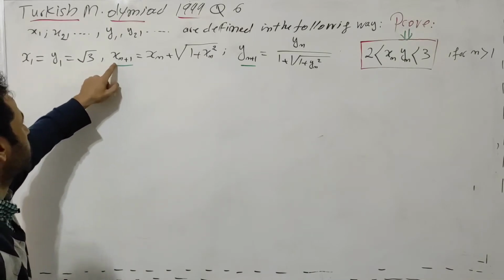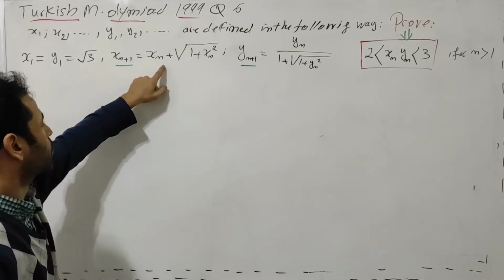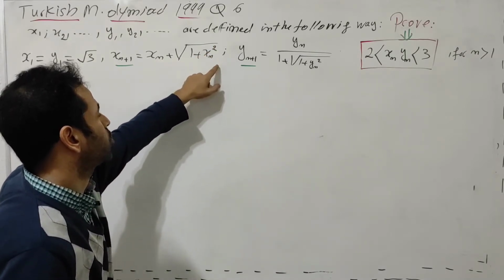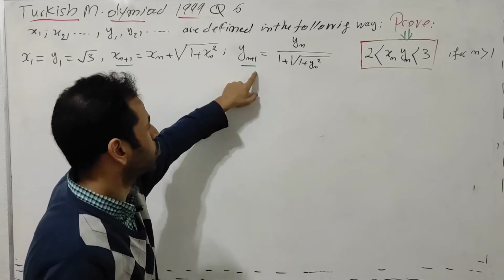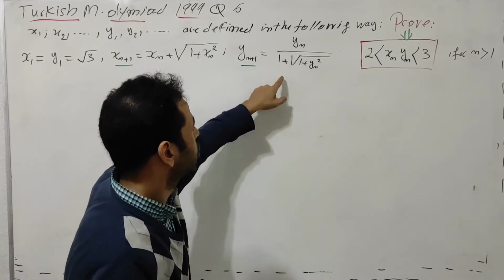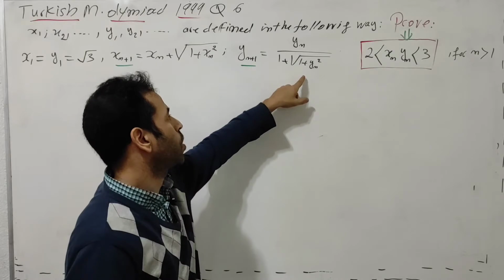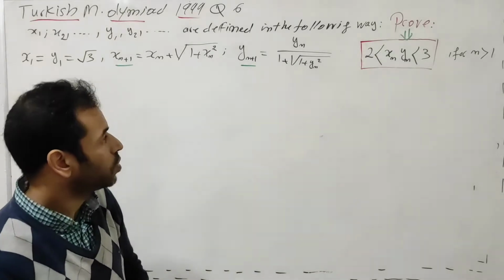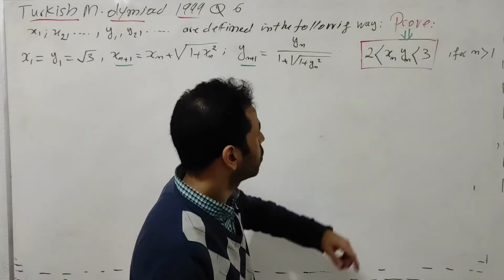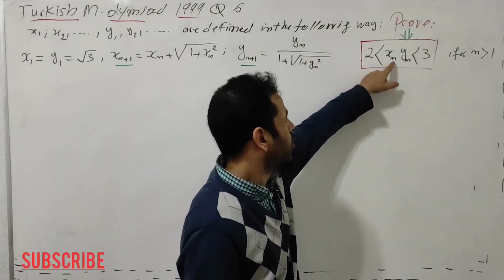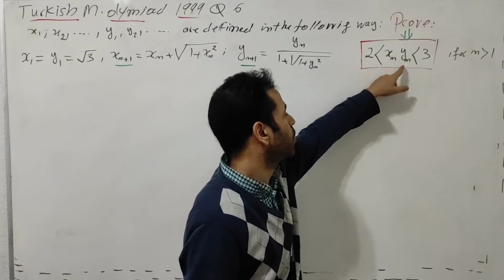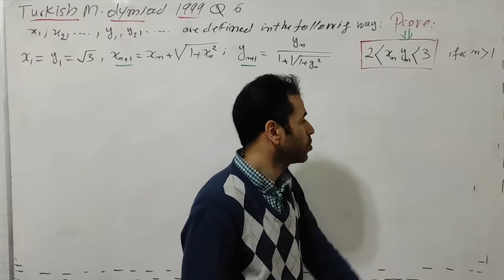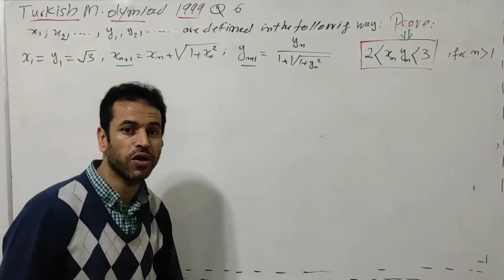We have x sub n plus 1 equal to x sub n plus square root of 1 plus x sub n quantity squared. We have y sub n plus 1 equal to y sub n over 1 plus square root of 1 plus y sub n quantity squared. So the question: prove the product x sub n and y sub n is strictly greater than 2 and strictly less than 3, for all n strictly greater than 1.